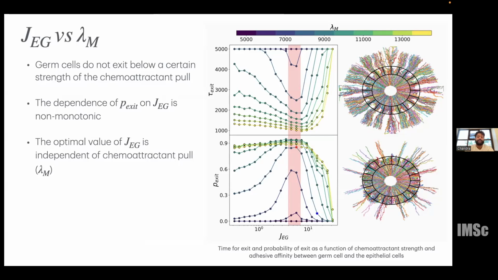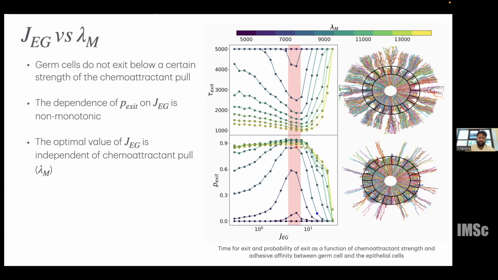But for a lot of intermediate values, you will see that it's very non-monotonic and has a very clear peak. There is an optimal value of the adhesive affinity between the epithelial and the germ cell at which you see the maximum P exit, which also corresponds to the regime where you have the shortest time for exit. What was pretty interesting is that this particular value is almost independent of the strength of the chemoattractant itself. That's what I've shown in this red shaded region. The peak nicely aligns.